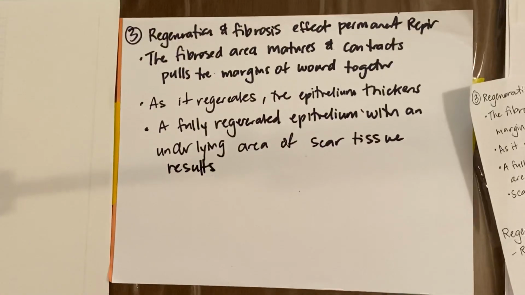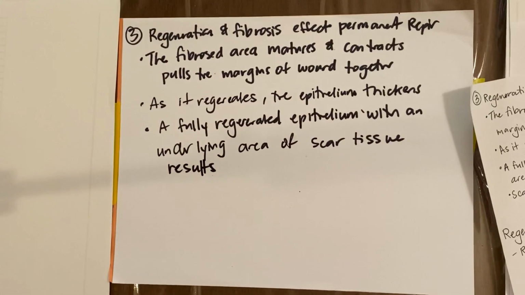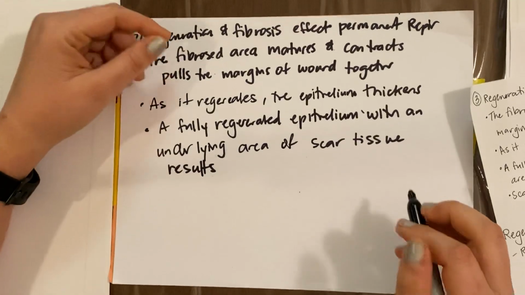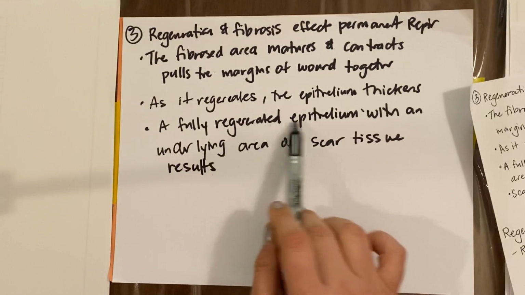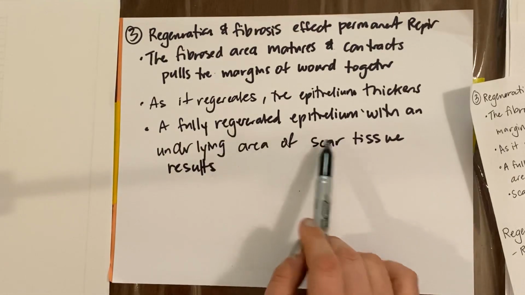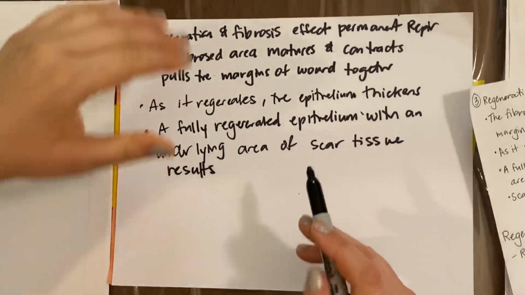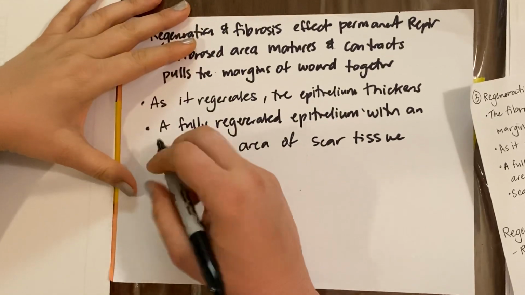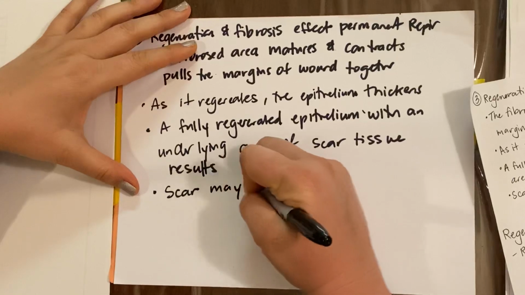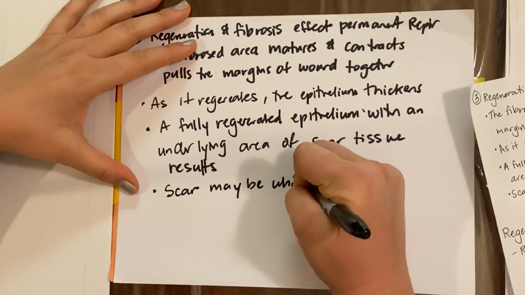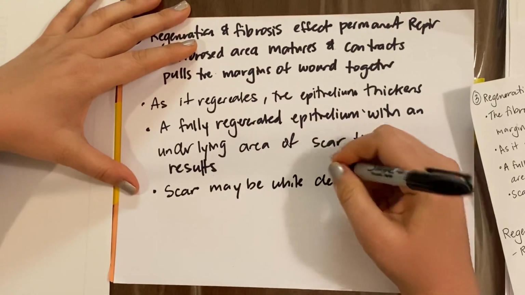Oops. Okay, so usually, I mean, you can have some damage that happens and it doesn't leave much of a scar, but often there's going to be some type of slight scar because you have the regenerated epithelium on top, but there is scar tissue underneath that. And kind of depending on that, so the scar may be white, depending on kind of the severity of the injury.